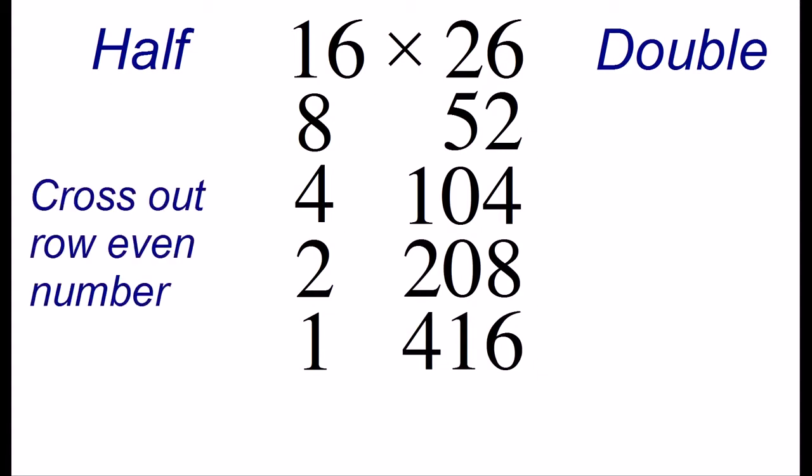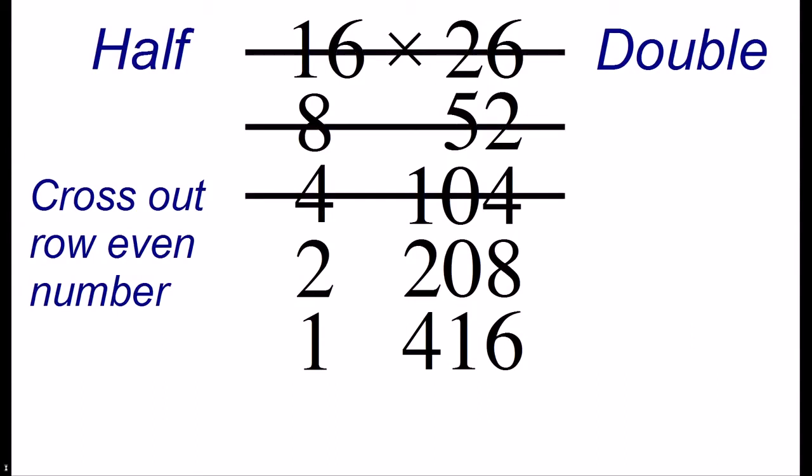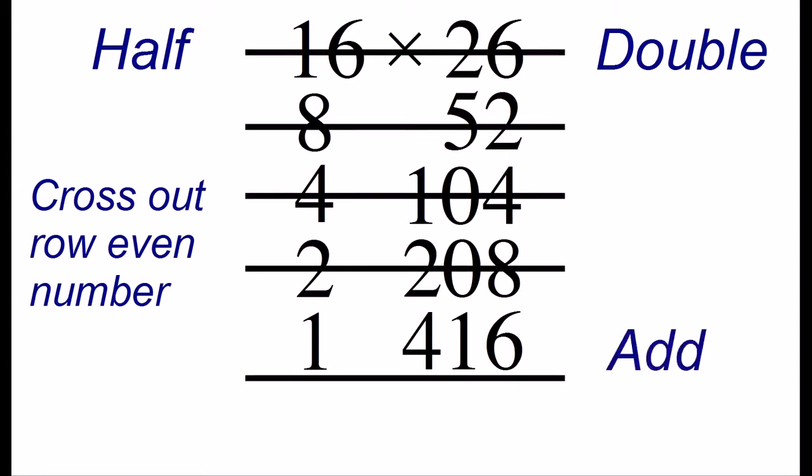The third step is to cross out any row in our table that starts with an even number. And in this table, we have a lot of even numbers. So we cross out the first row, the second row, the third, and the fourth row. The only row that remains is the last row, and so that's our answer, 416. And in fact, 16 times 26 is 416.